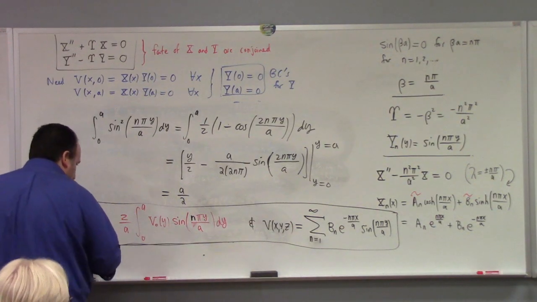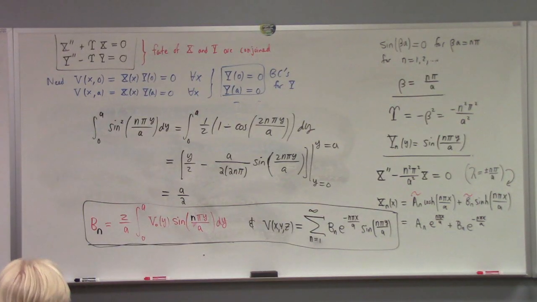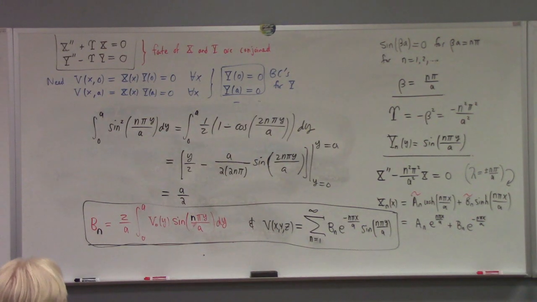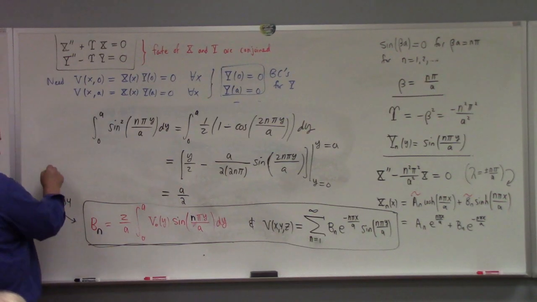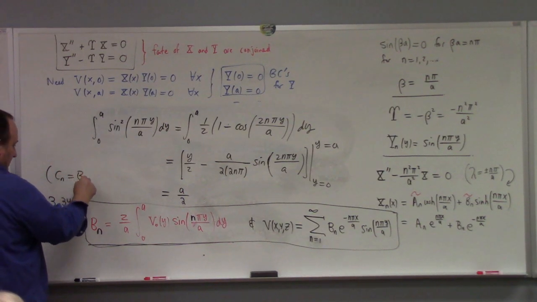Let me now go look at Griffiths and see if we got the same result. Yes, I believe so. His equation 3.34 on page 133 is what we just derived. He's used a C rather than a B. So equation 3.34 is this, but his Cn is my Bn.